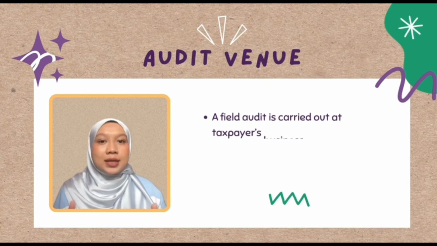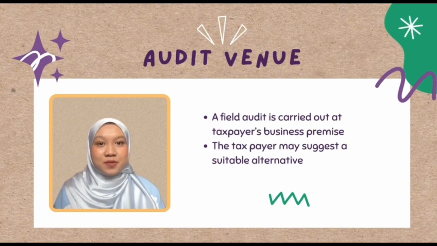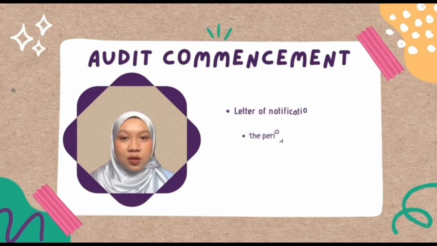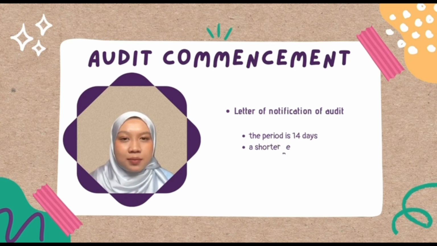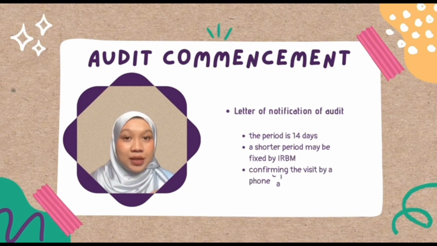A desk audit is conducted at IRBM's office, while a field audit is conducted at the taxpayer's business premises, with taxpayers suggesting alternative locations if not suitable. IRBM will notify a selected taxpayer via a letter of notification of audit. The audit notification period is 14 days, with the taxpayer's agreement allowing for a shorter period.